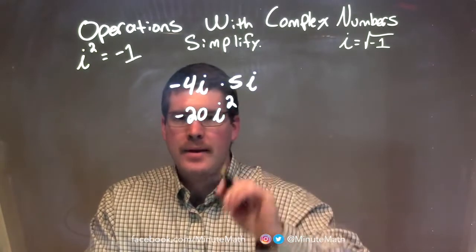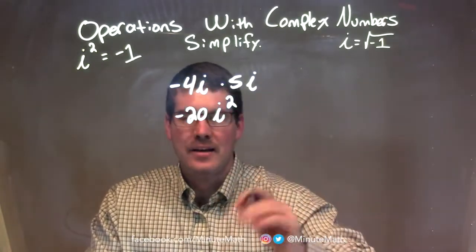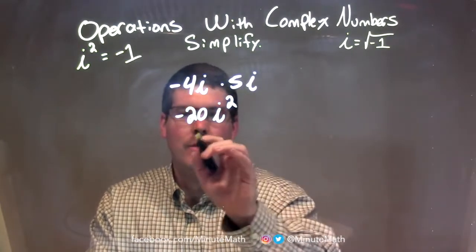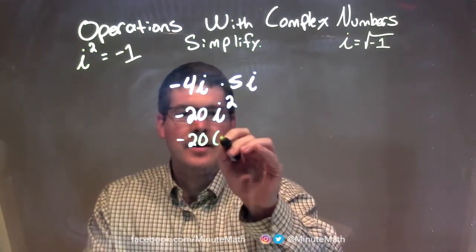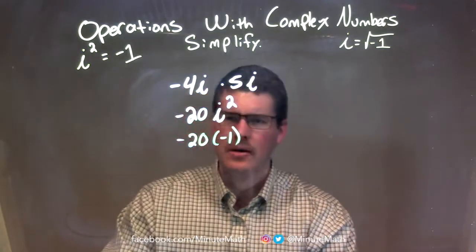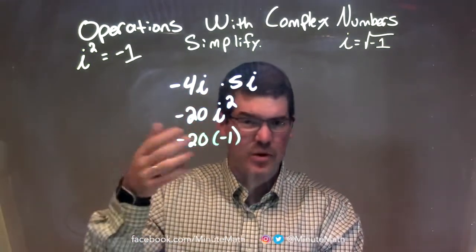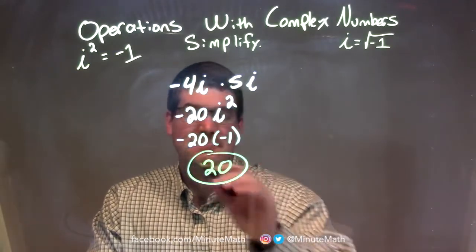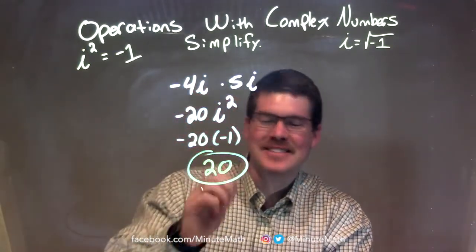Got it. But now we know i squared has to be a negative 1, and we must rewrite that. So we have negative 20 times a negative 1 now. Well, now we keep simplifying. Negative 20 times a negative 1 is a positive 20. So we have a positive 20 right there, and that is our final answer. There's not much more we can simplify past that.